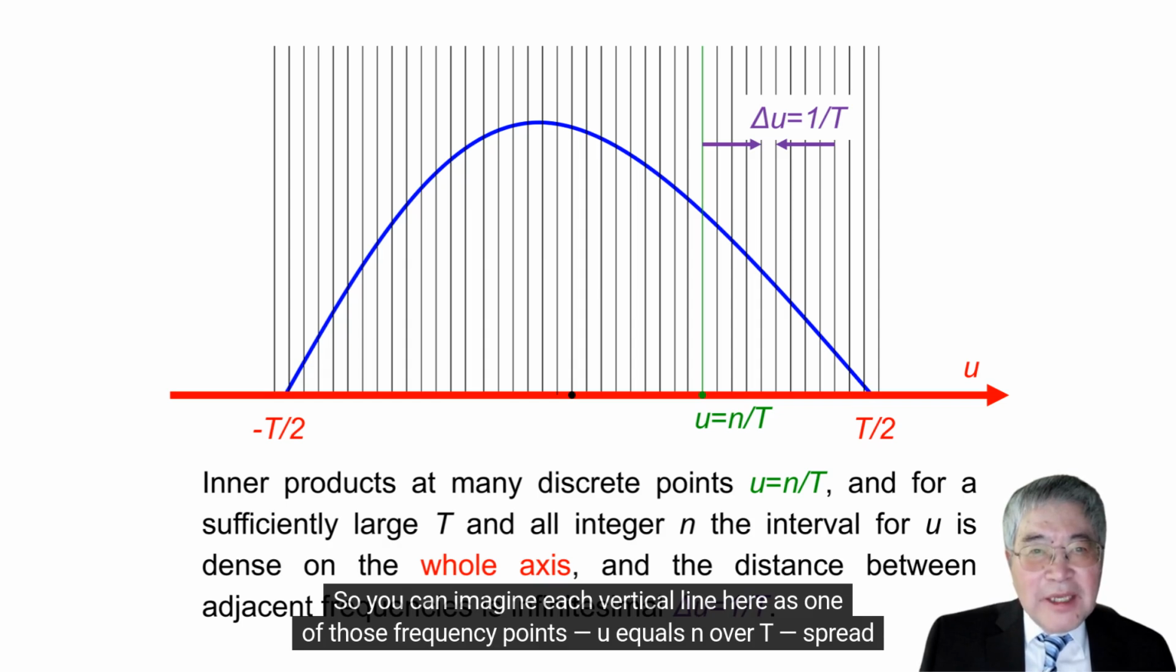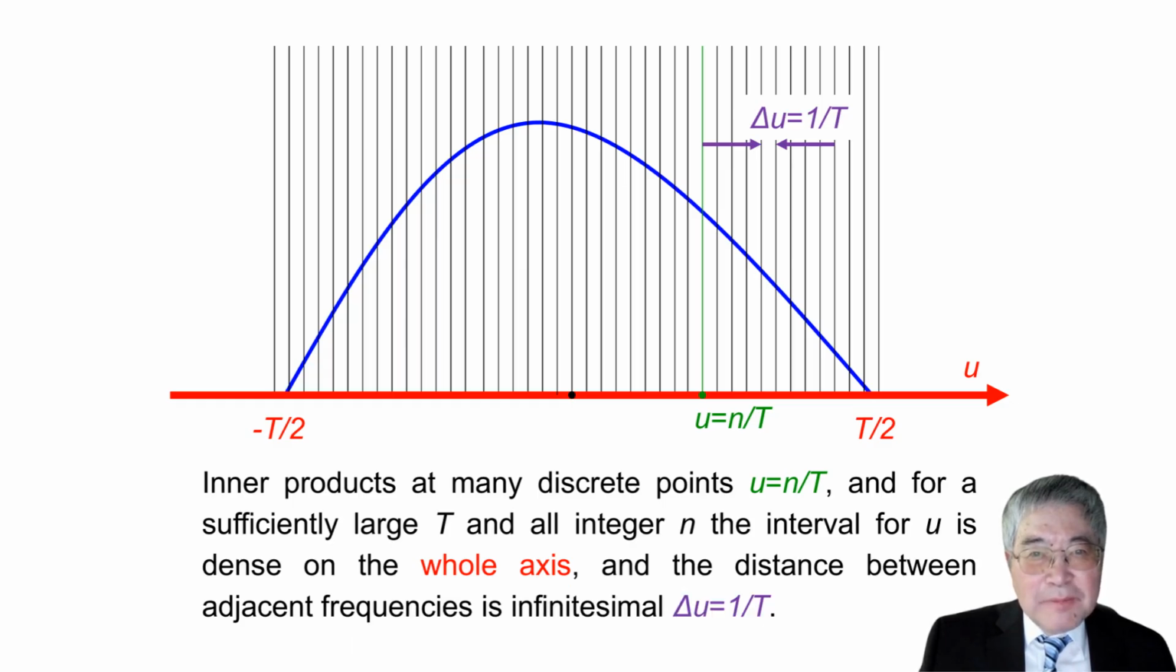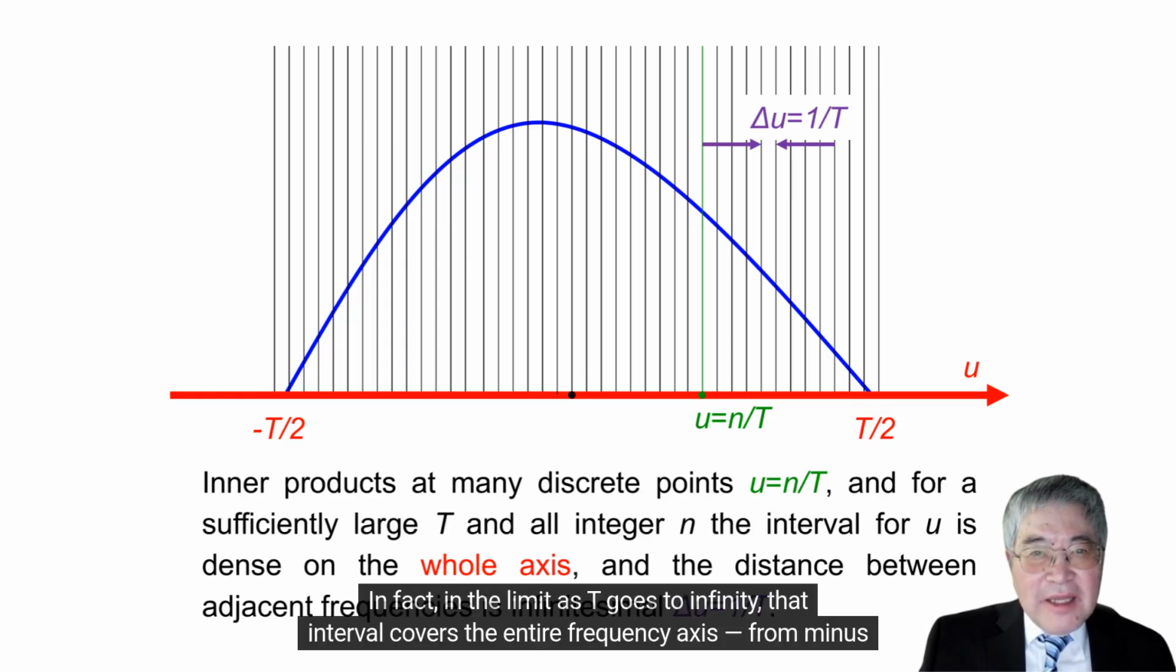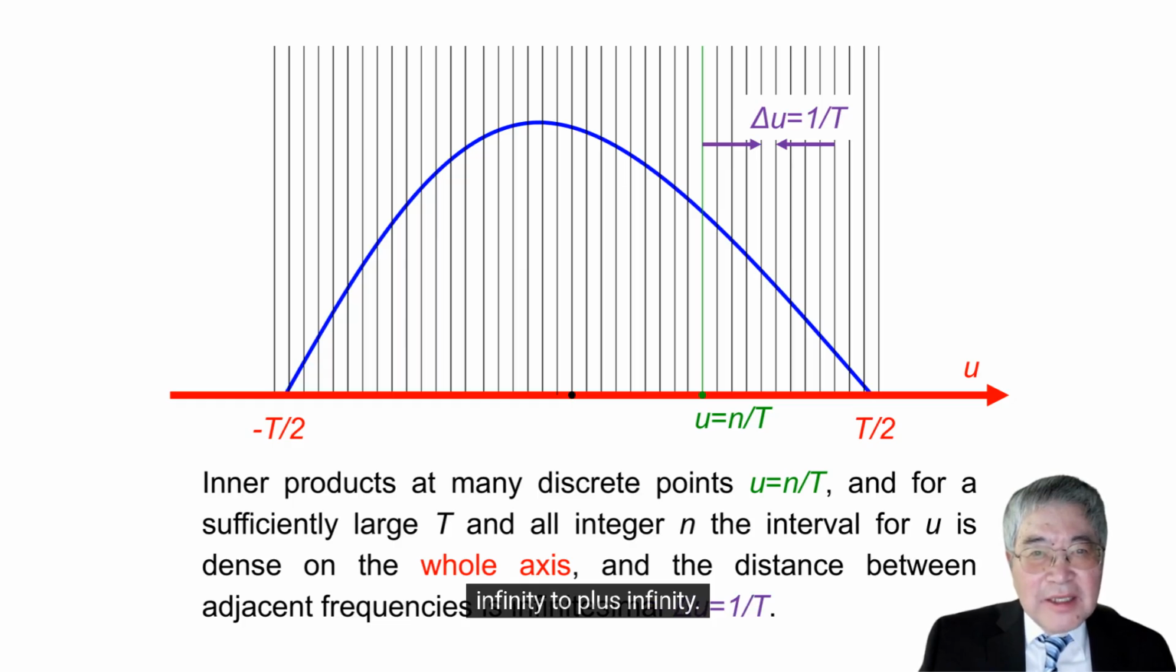So you can imagine each vertical line here as one of those frequency points, u equals n over T, spread across the axis. Now here's the key idea. If we let the period T become very large, then the range from minus T over 2 to plus T over 2 will grow wider and wider. In fact, in the limit as T goes to infinity, that interval covers the entire frequency axis, from minus infinity to plus infinity. That's what we mean by dense sampling of frequency.